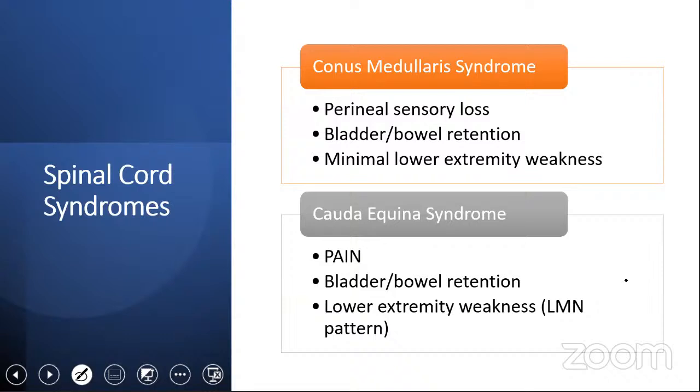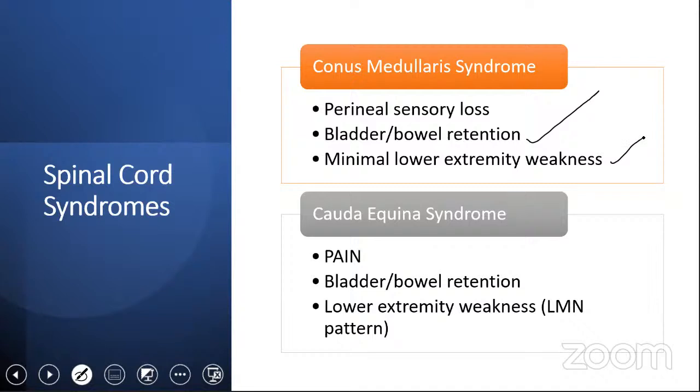Conus medullaris syndrome involves the tip of the spinal cord. There is a lesion there. Usually, these lesions are metastatic lesions. Carcinoma prostate can metastasize, colon can metastasize, and also rectum can metastasize. What they cause is perineal sensory loss, that means symmetric sensory loss in the perineal region. There is predominant bladder and bowel retention and minimal extremity weakness.